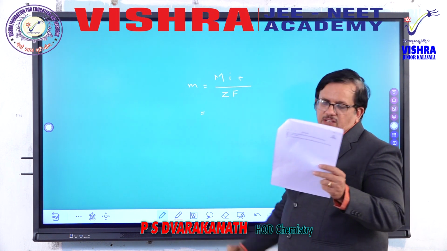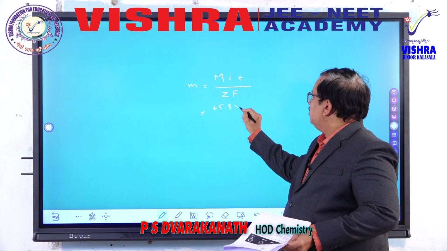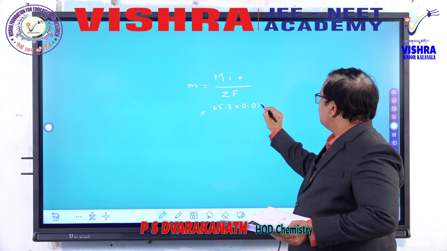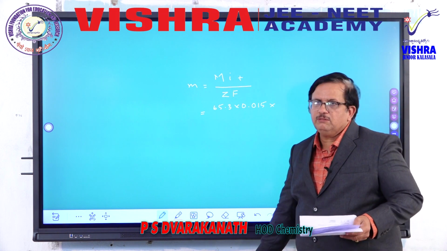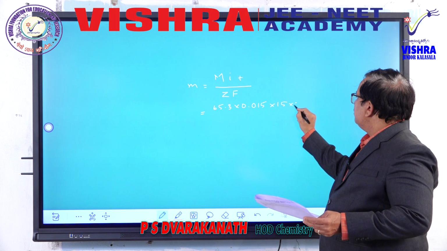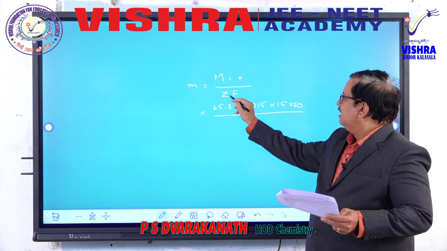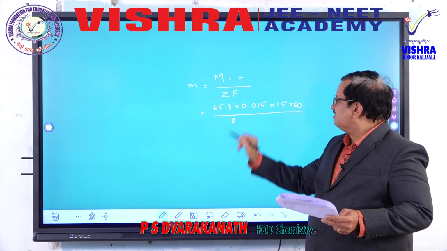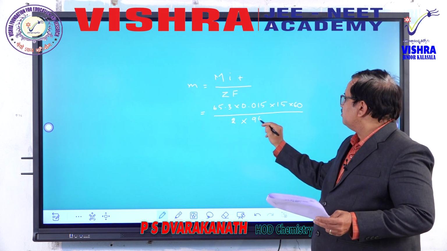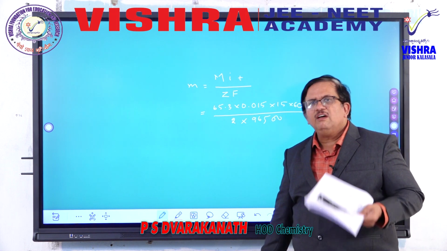The atomic mass of zinc is 65.3, into current 0.015 amperes, they have given. Time you have to convert into seconds, that is 15 into 60. 15 minutes they have given, therefore 15 into 60. Then the valency of the metal, that is Z, is equal to 2, into F, which is 96,500 coulombs. Okay, straight away you can calculate.